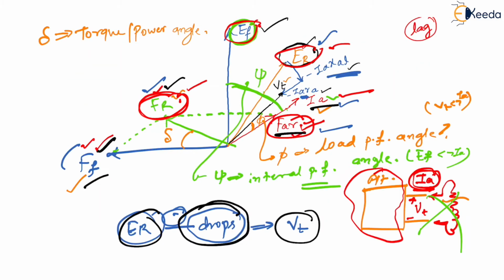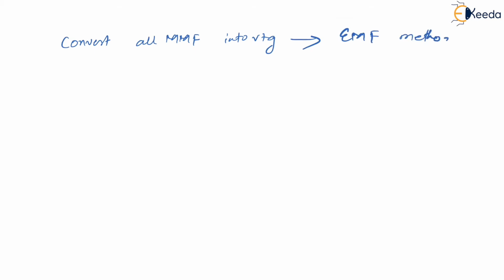So we have just said that half of the things are in voltages, half of the things are in MMFs. If you convert all MMF into voltage, then we say that it is going to be the EMF method. We are following the EMF method, correct? Now, next is what? If you convert all voltages into MMFs, then we say that it is going to be the MMF method.